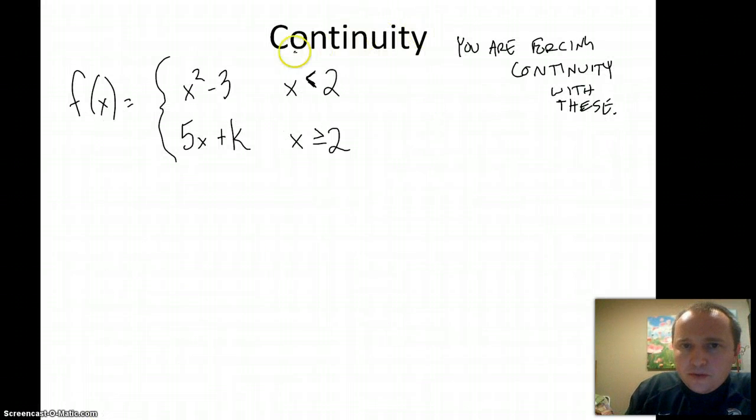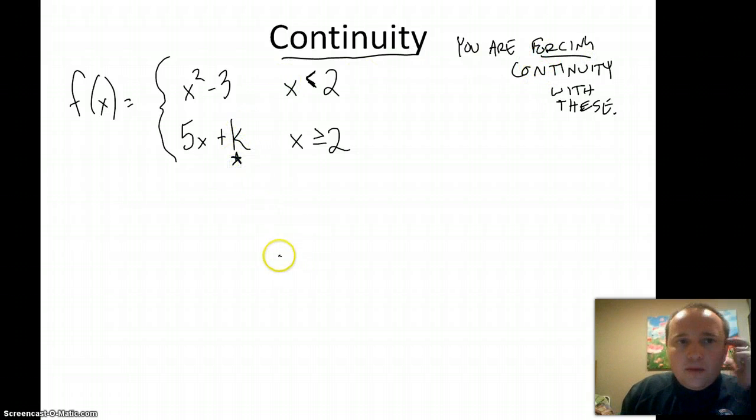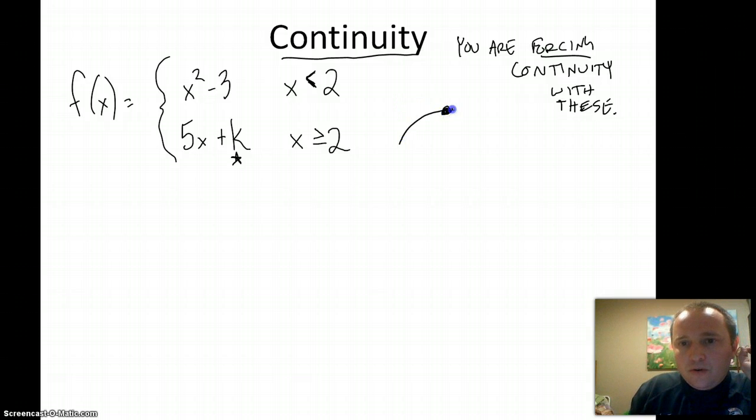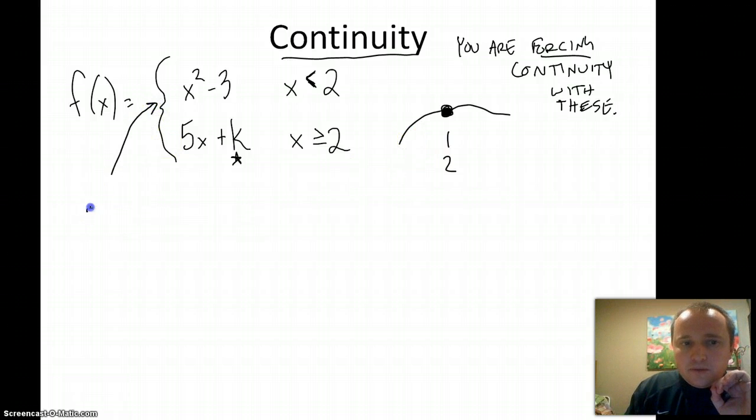Now, another thing we do is we use limits to force continuity. They'll say, what value of k would guarantee continuity? So the idea is, to be continuous, my functions have to meet up, no matter what the functions look like. When they get to 2, they have to meet. And for them to meet, that means when I plug in 2 into each of them, they're going to equal. So 2 squared minus 3 is 4 minus 3, which is 1.